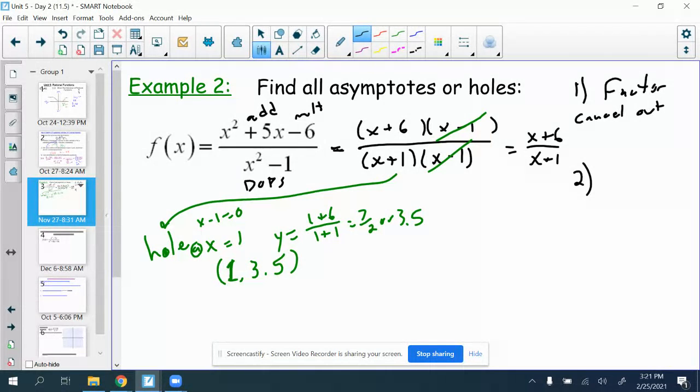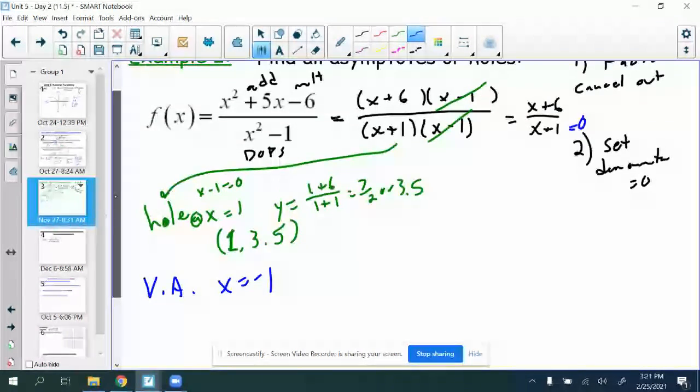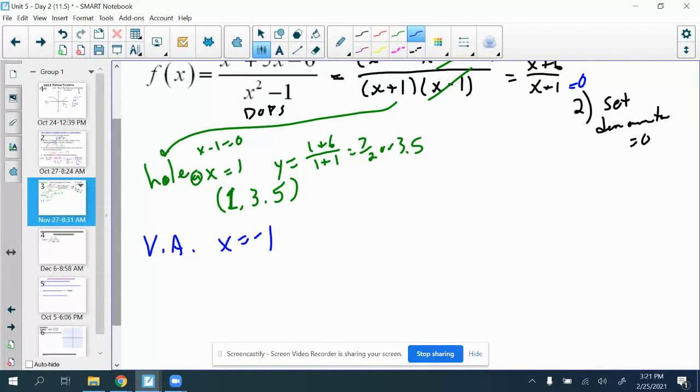Now, my next step is to set the denominator equal to 0. So I now would set x plus 1 equal to 0. So there'd be a vertical asymptote at x equals -1, okay, because I subtract 1. And that's all of our short run behavior.